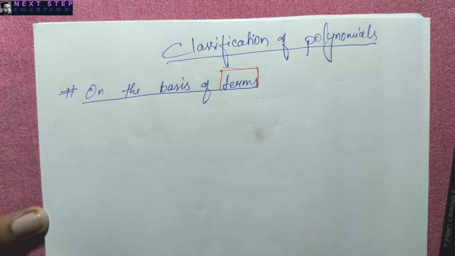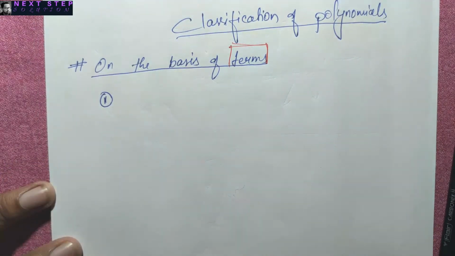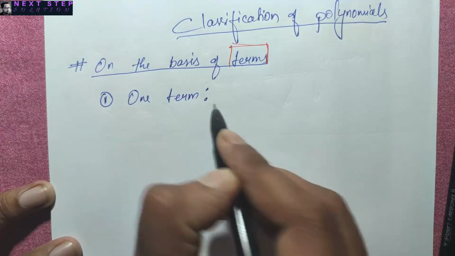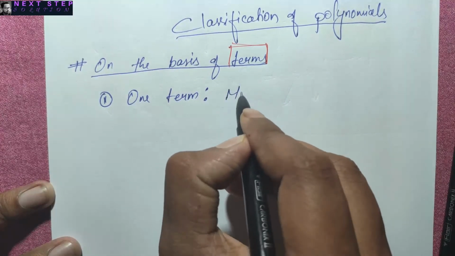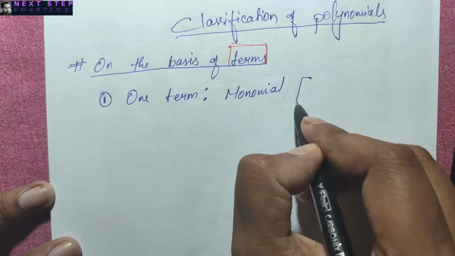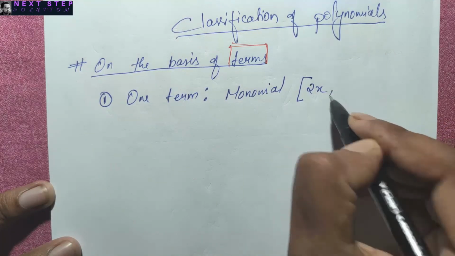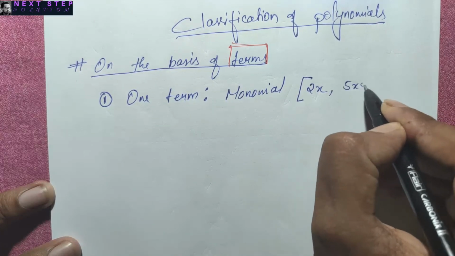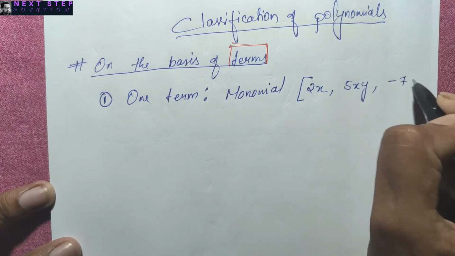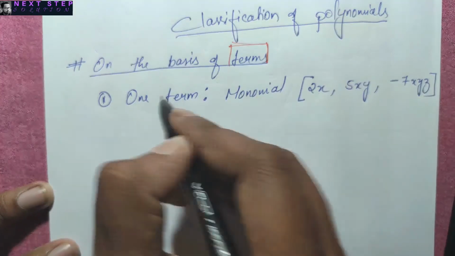Now, suppose you have one term, then the polynomial is called a monomial. For example, 2x, only one term is there, so it is a monomial. Then 5xy, here also we have only one term, it is a monomial. Then minus 7xyz, here also we have only one term, so it is a monomial.